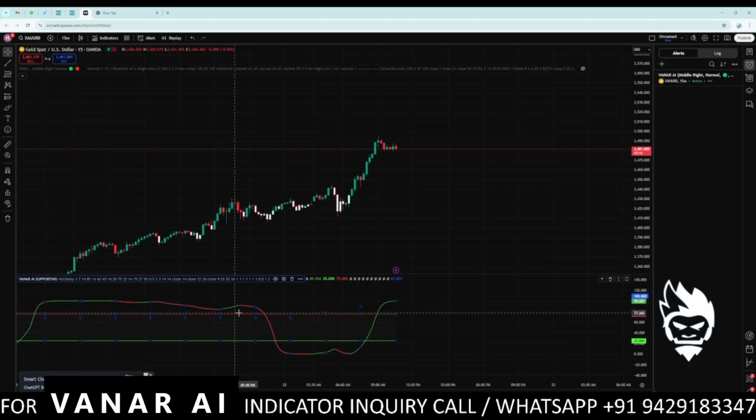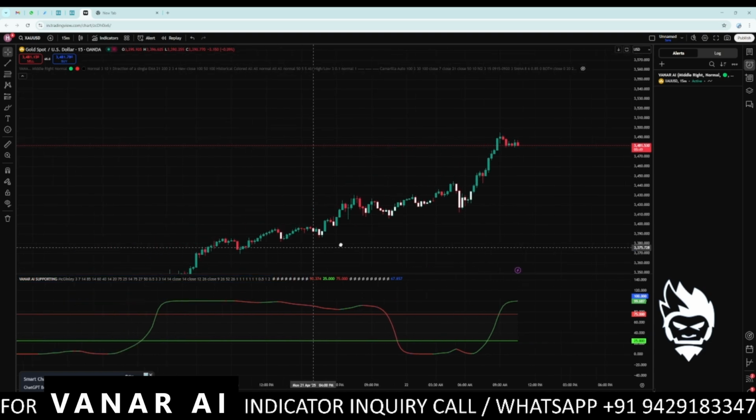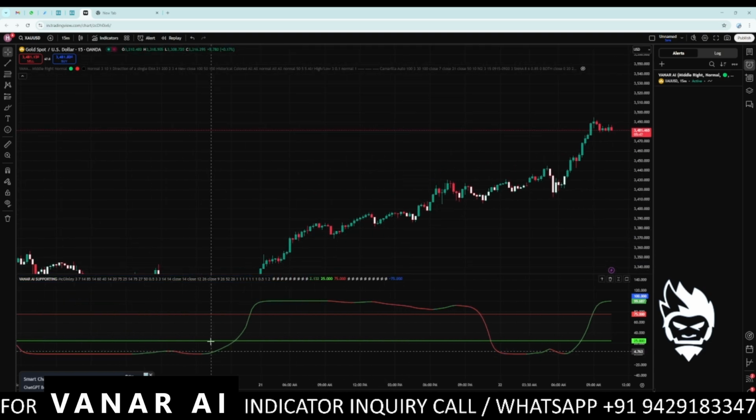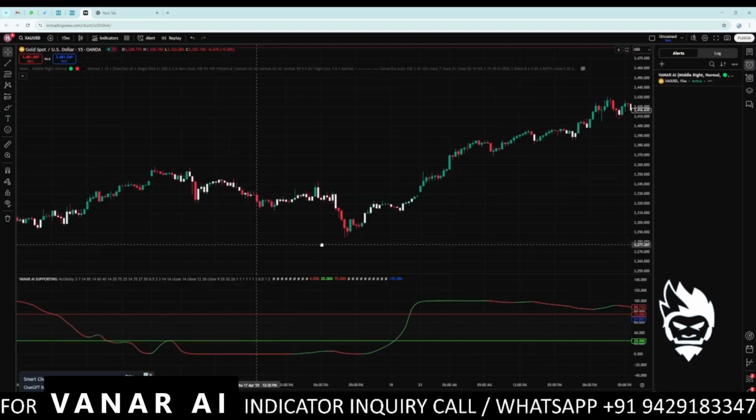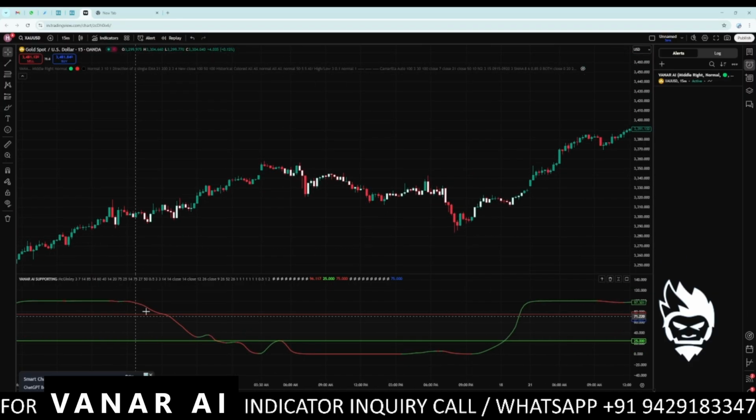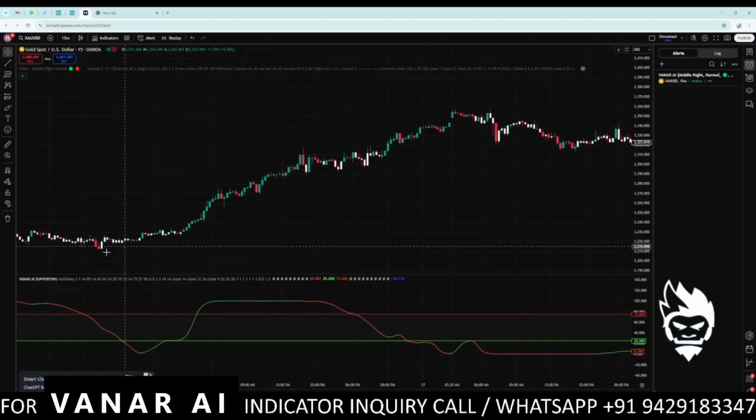And similarly, whenever you see the red line above this red line, this is the upper bound and this is the lower bound. Below the lower bound, whenever you see the line in green, you have to look only for a buy signal. And above the upper bound, you have to look only for the sell signal.